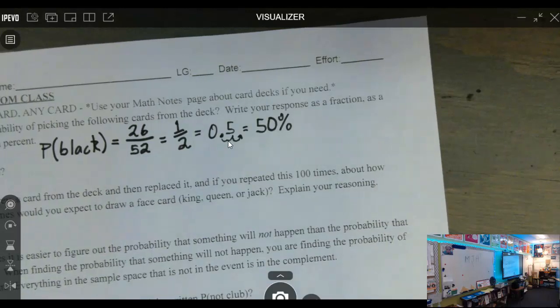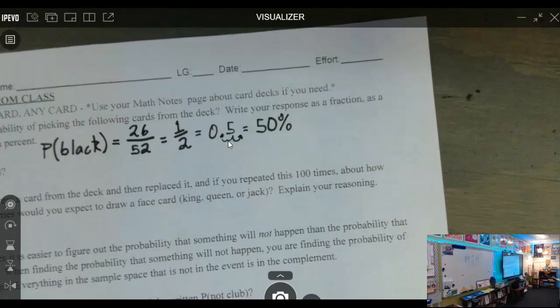Chat with each other. I'll give you 30 more seconds. Okay. You know I'm using cards, right?